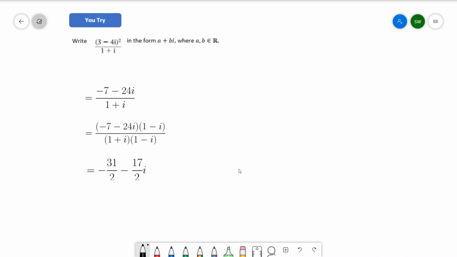So in this case, because we've already got a complicated numerator, what I would recommend doing is I would expand the numerator first. So I've done 3 minus 4i times by 3 minus 4i to get that on the top. And then I've simplified that to minus 7 minus 24i. And then I've multiplied the top and the bottom by the complex conjugate of the denominator, which is 1 minus i. And then if you do that, you should end up with that as your answer.